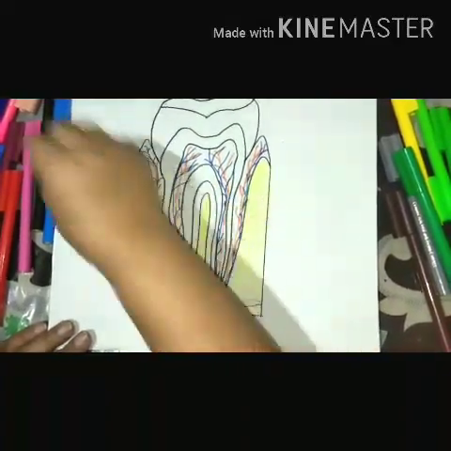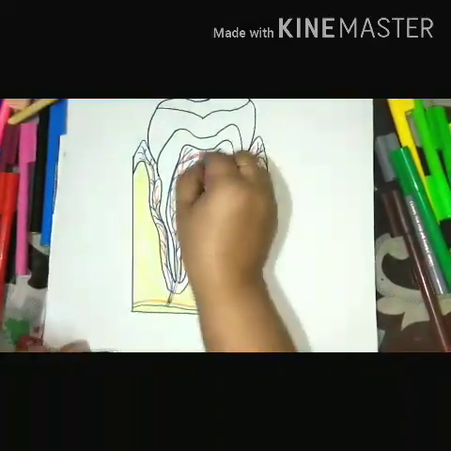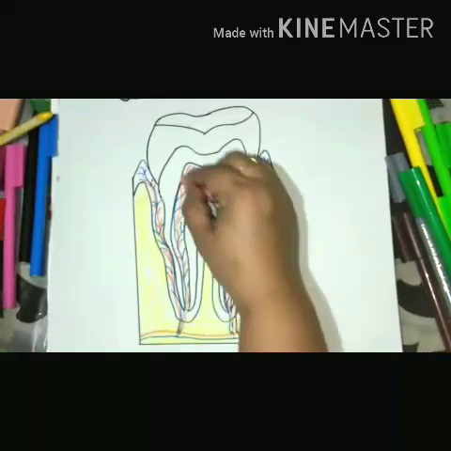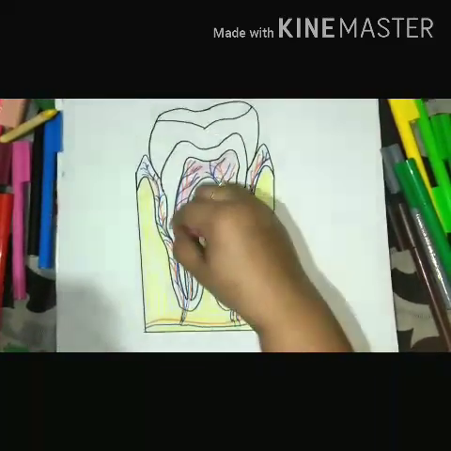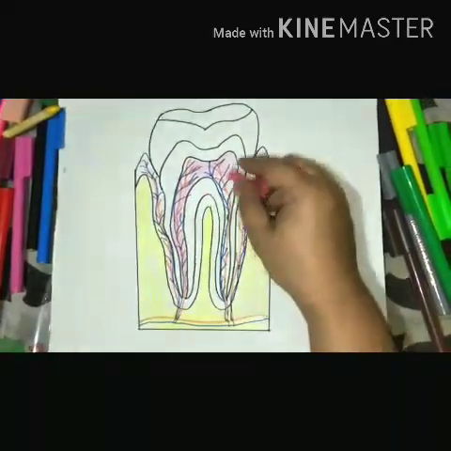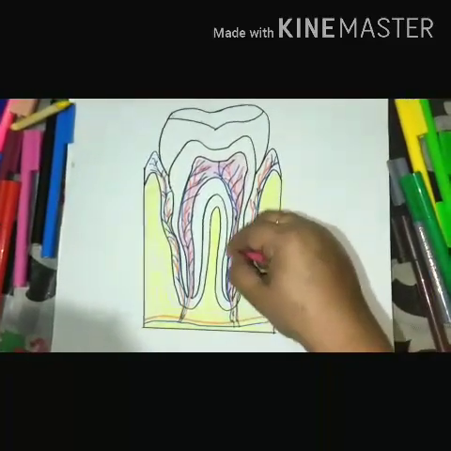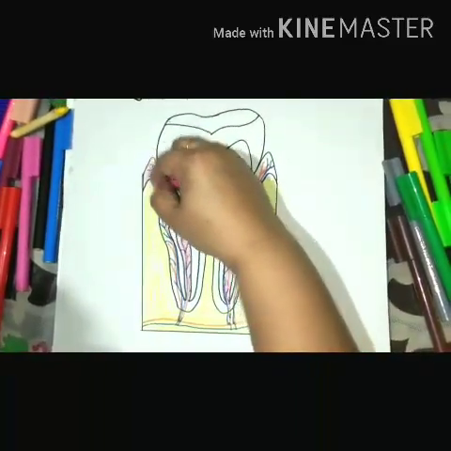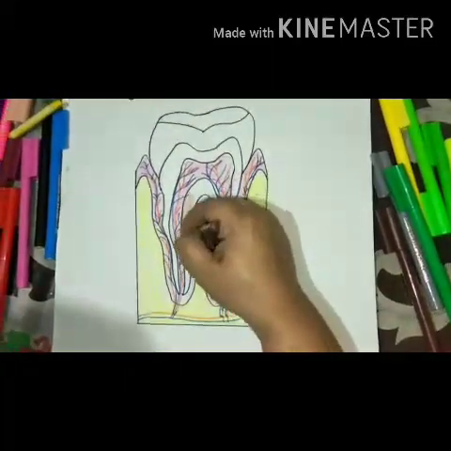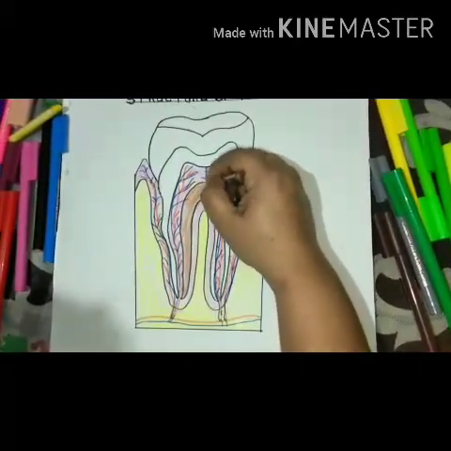Now I will be shading the pulp area pink color, that is the pulp. Slowly and carefully we are shading the pulp area and the gum area pink color. Now I am going to take a yellowish color crayon and shade the dentine portion. This is the dentine portion that I am shading.